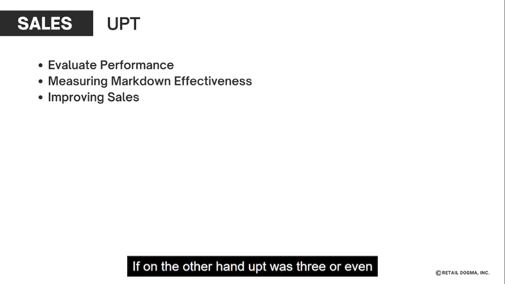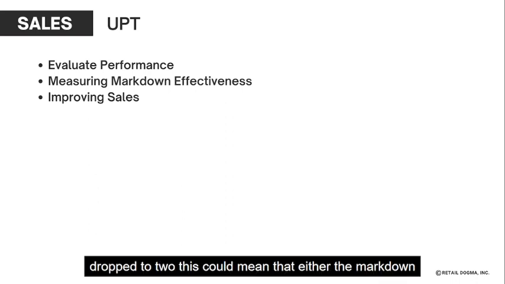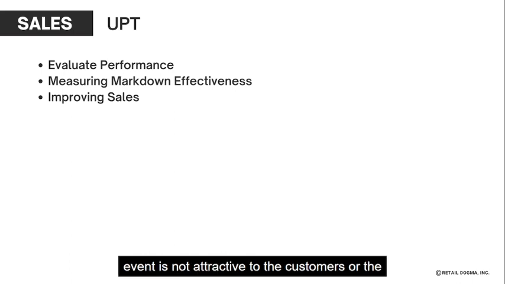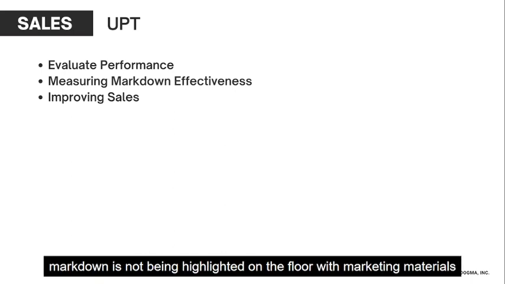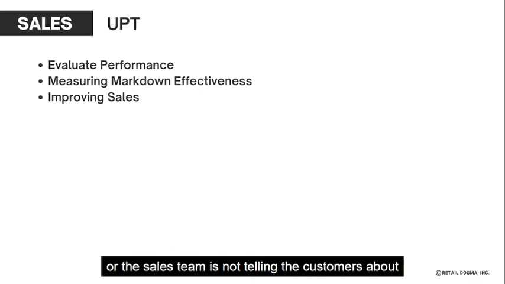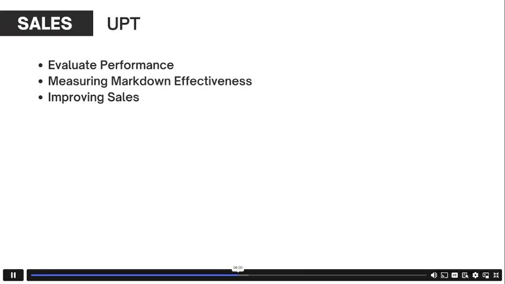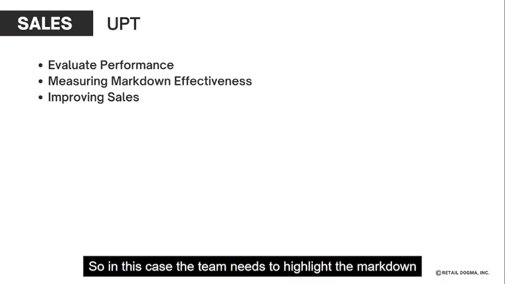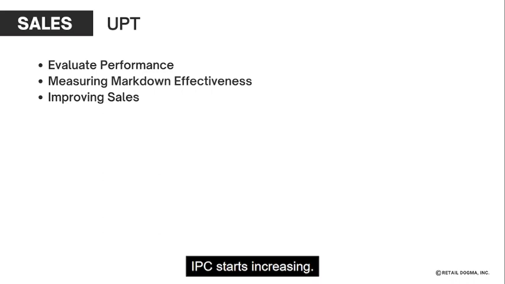If on the other hand UPT was 3 or even dropped to 2, this could mean that either the markdown event is not attractive to the customers, or the markdown is not being highlighted on the floor with marketing materials, or the sales team is not telling the customers about the promotion. So in this case, the team needs to highlight the markdown and inform customers and then measure again to see if IPC starts increasing.